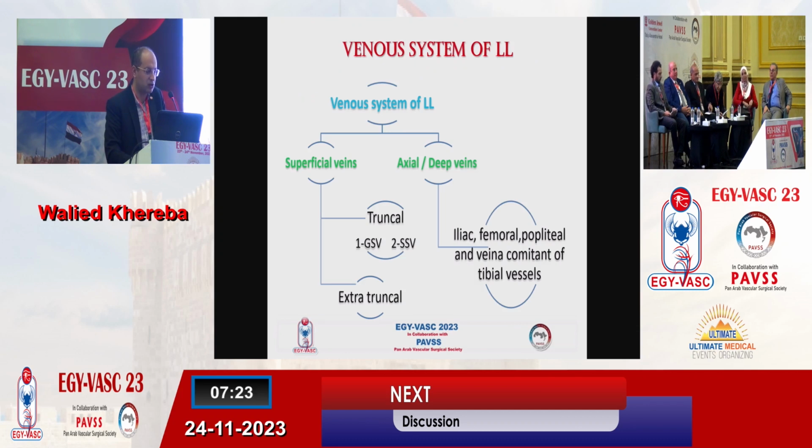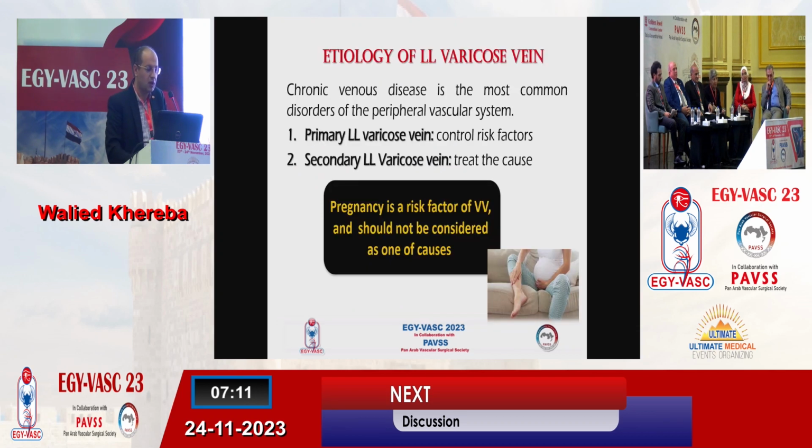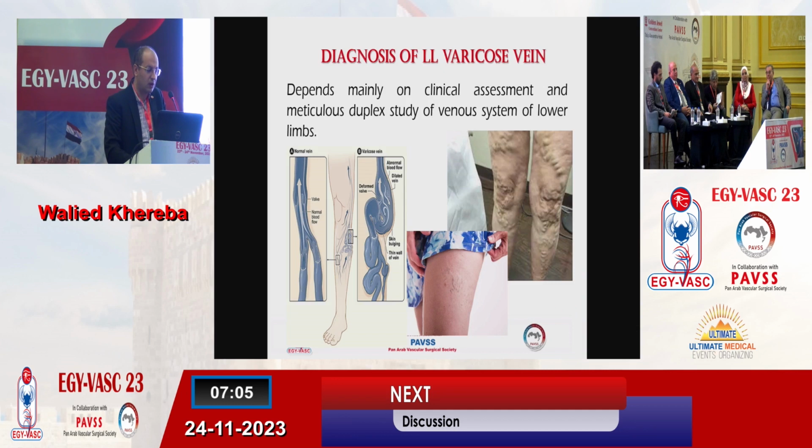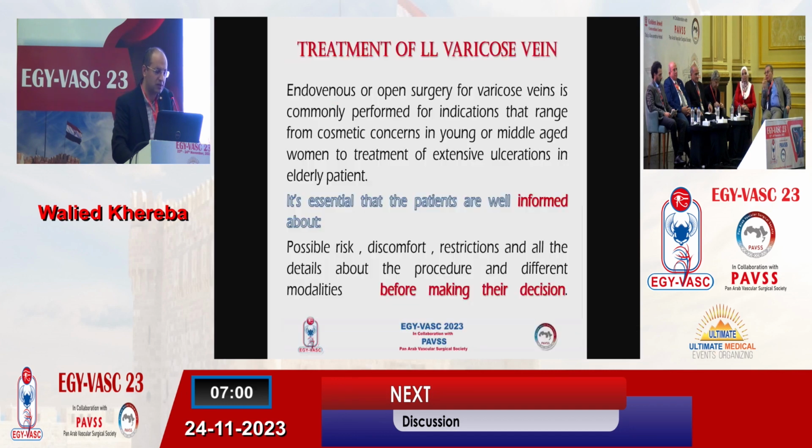What about the venous system of the lower limb? It is divided into superficial and axial or deep. The superficial system includes truncal and extratruncal veins. Truncal includes the great saphenous vein and the small saphenous vein. Causes of lower limb varicose veins may be primary or secondary. Diagnosis is done with ease by clinical examination and duplex study.